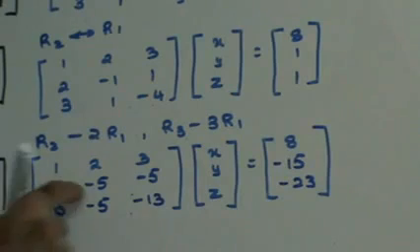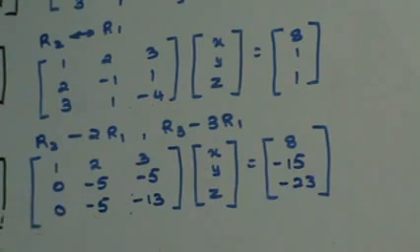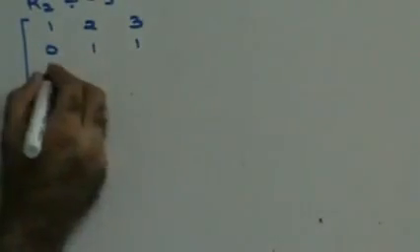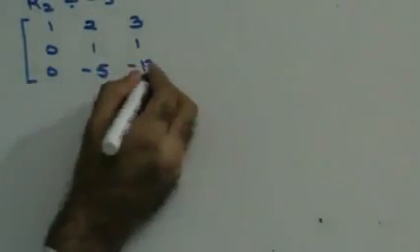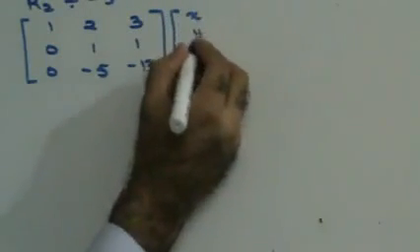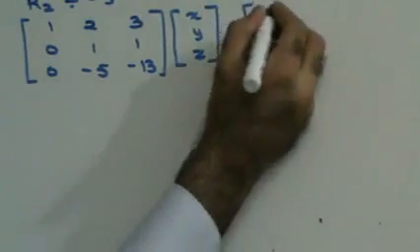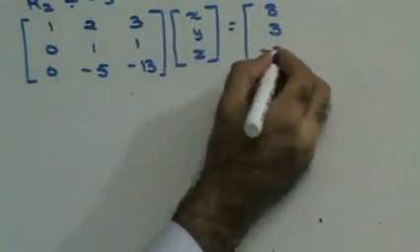Right? Now I need to make this number as 1. Now I cannot subtract it and make it as 1 because this number is also minus 5. So what I'm going to do is I'm going to divide R2 by minus 5. So if I divide R2 by minus 5, I'll get 1, 2, 3; 0, 1, 1; 0, minus 5, minus 13; X, Y, Z is 8, 3, minus 23.